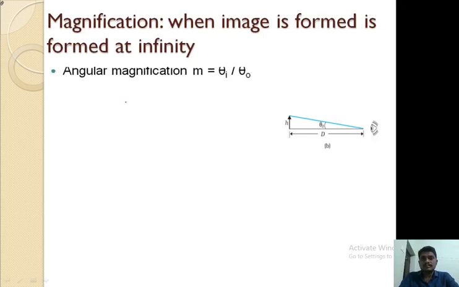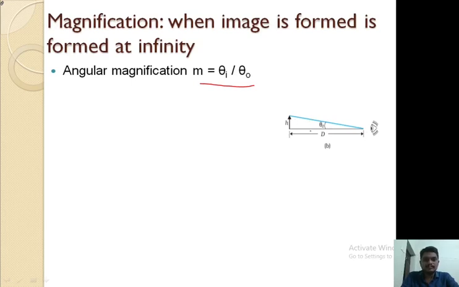Here I will use the angular magnification formula, not linear magnification. Why? Because I don't know the position of the object. So this is the angular magnification formula: the ratio of the angle subtended by the image to the angle subtended by the object. We just need to find the values of theta I and theta naught. Theta naught is the angle subtended by the object without any lens, at the eye, and theta I is the angle subtended by the image.